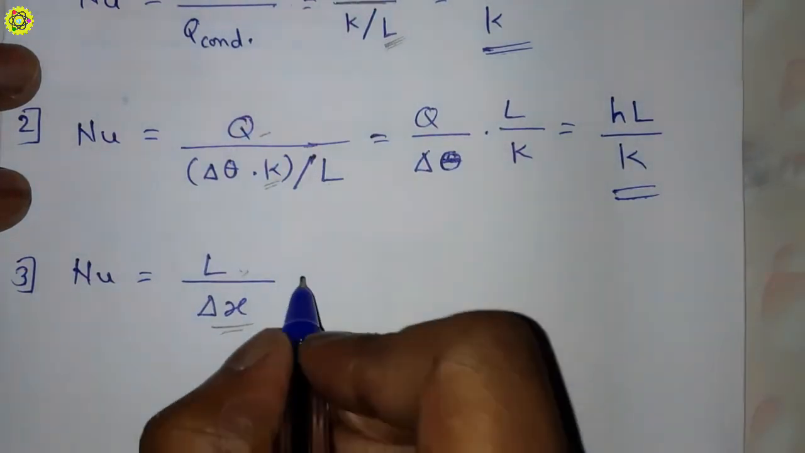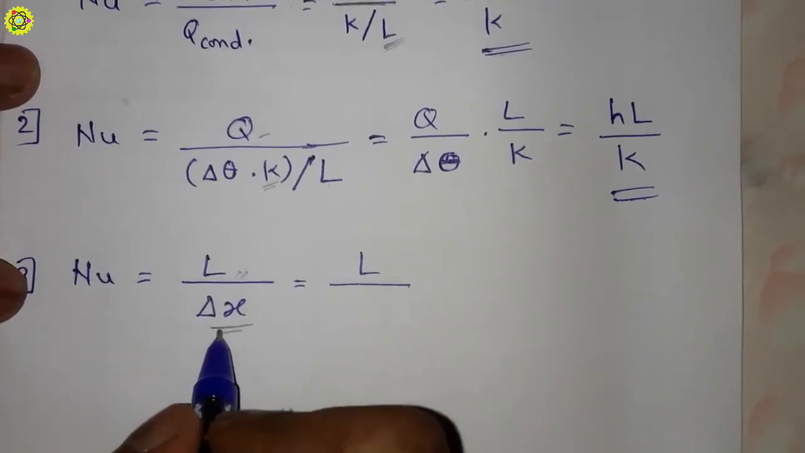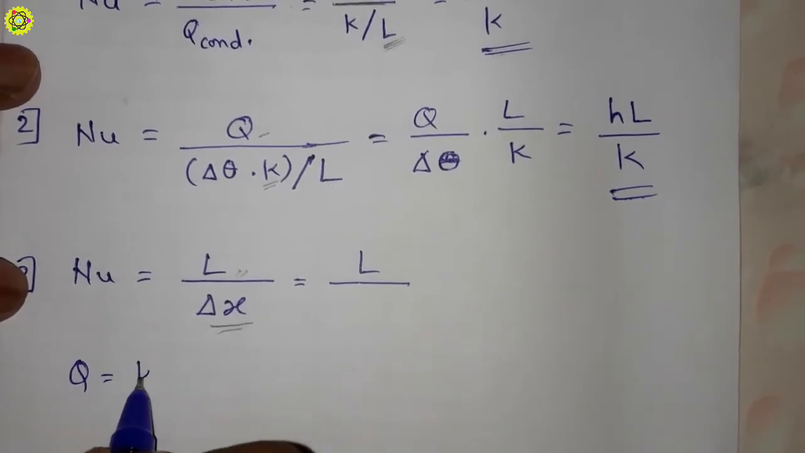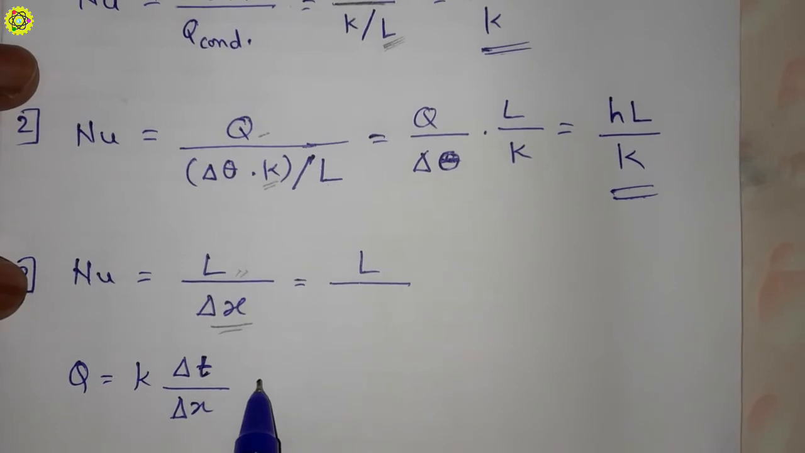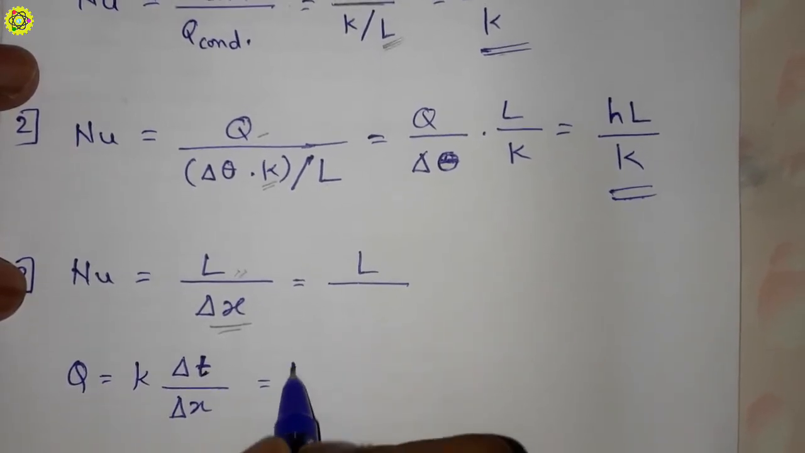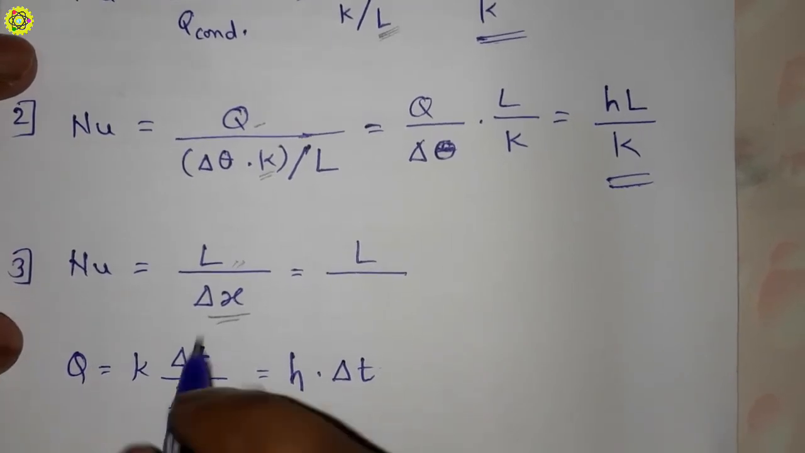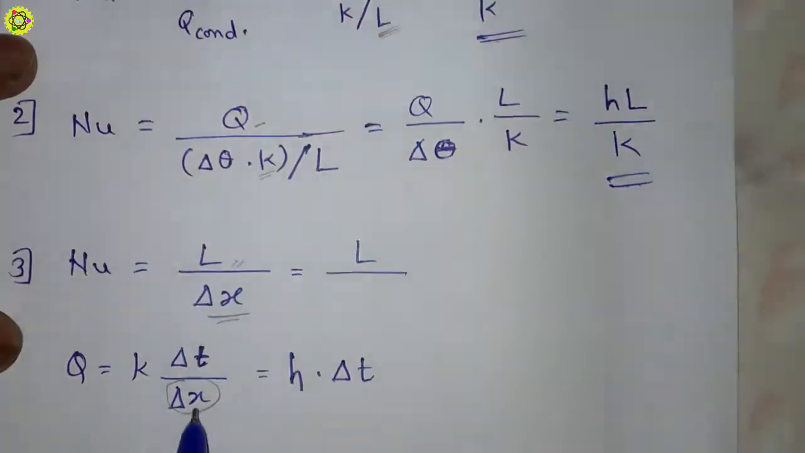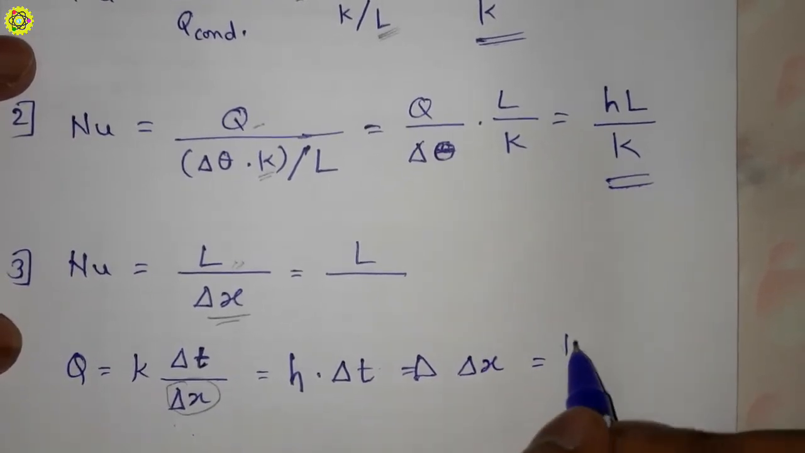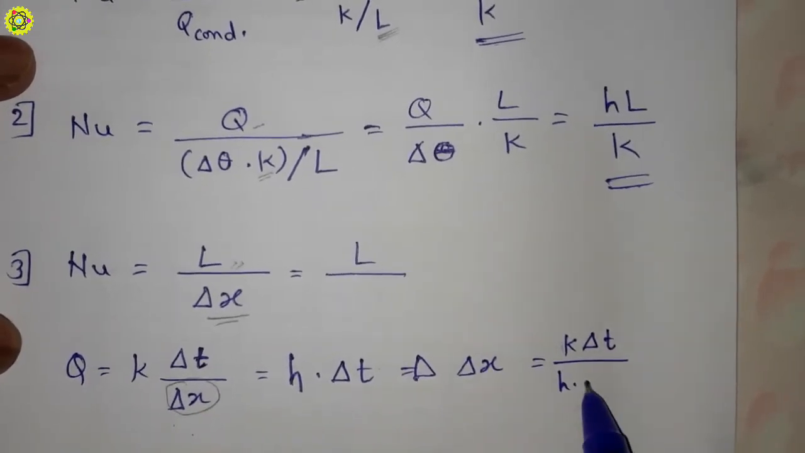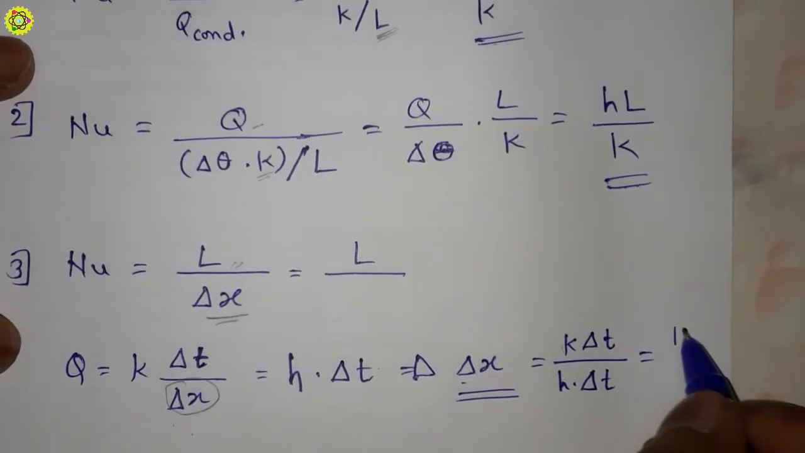Let's simplify this. First, understand that Q is given by K del T upon del x, that is, K upon del x times the temperature difference, and this is equal to H del T. Then delta x is equal to K del T upon H del T. Delta T gets cancelled and delta x is equal to K upon H.